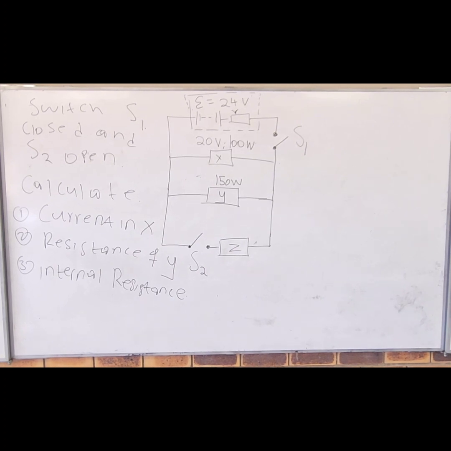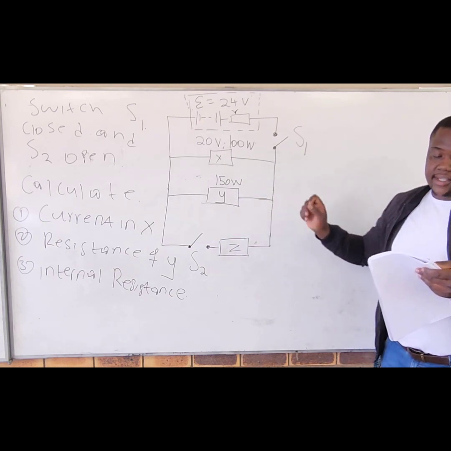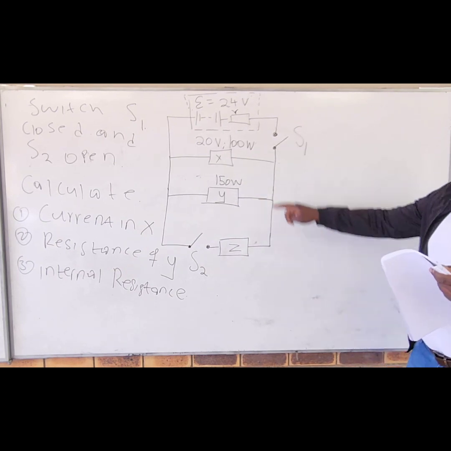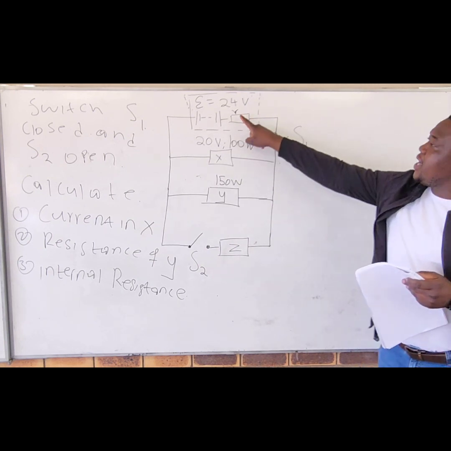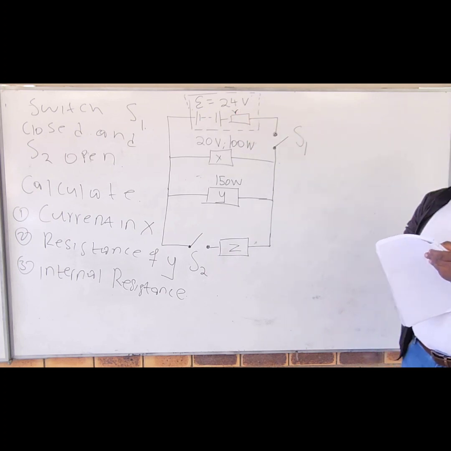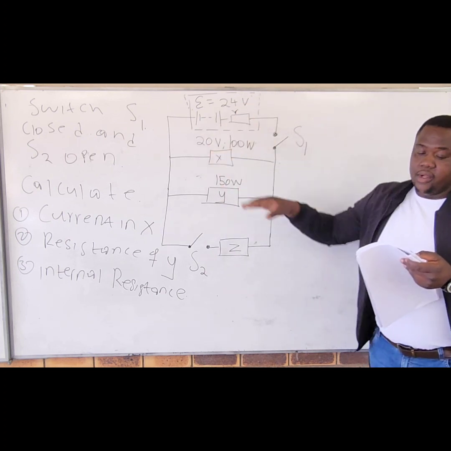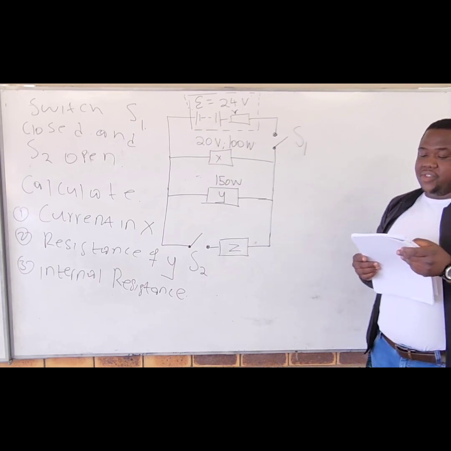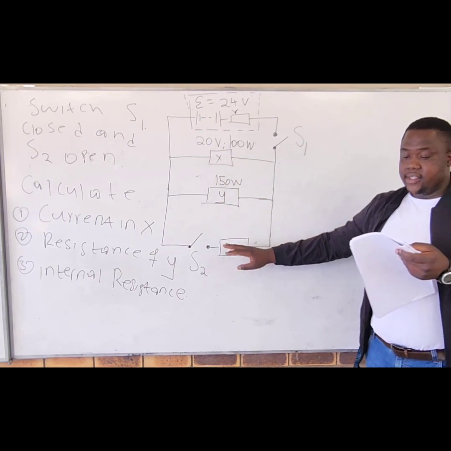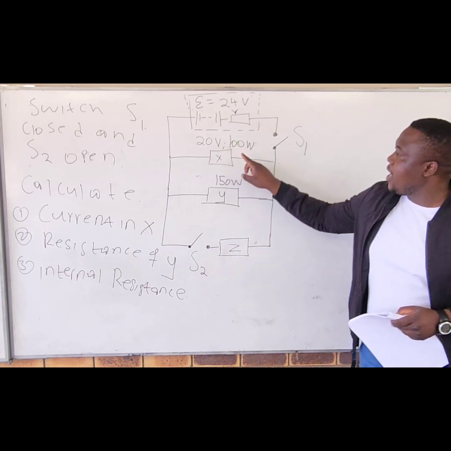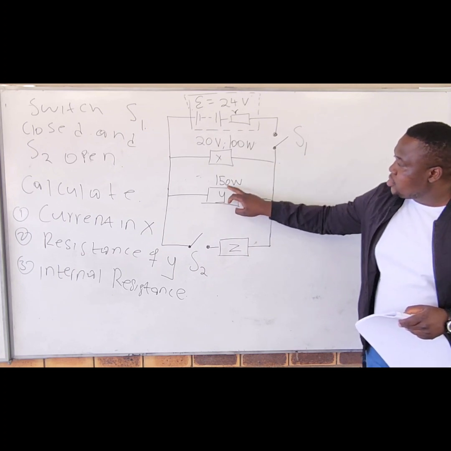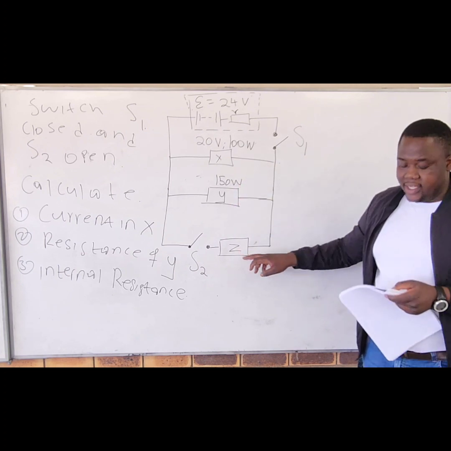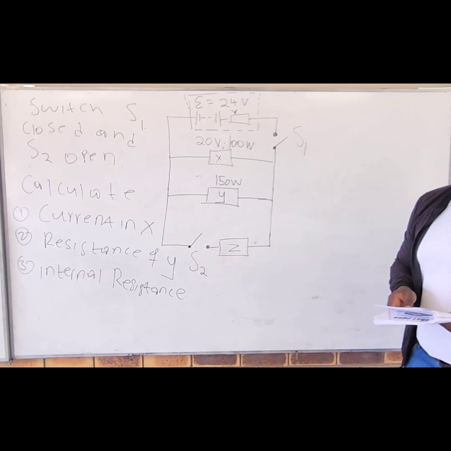They say that 3 electrical devices X, Y, Z are connected to a 24-volt battery with internal resistance r, as shown in the diagram. The power rating of each of the devices X, Y, Z are indicated in the diagram. The power for X is 100 watt, the power for Y is 150 watt, the power for Z was not given. Here is the important information.